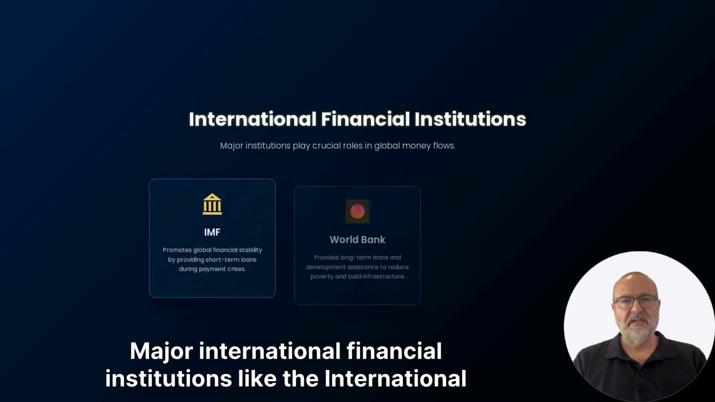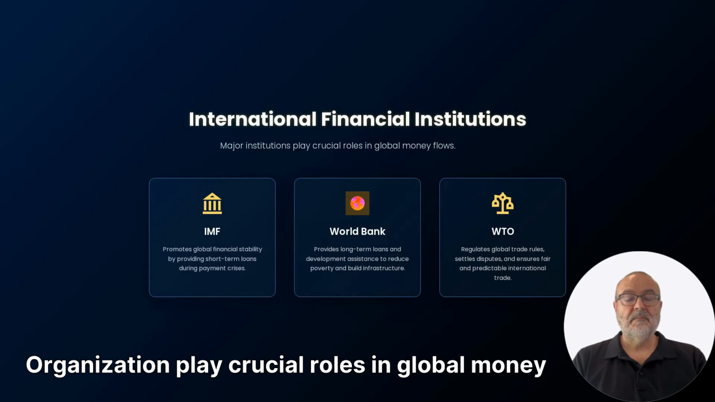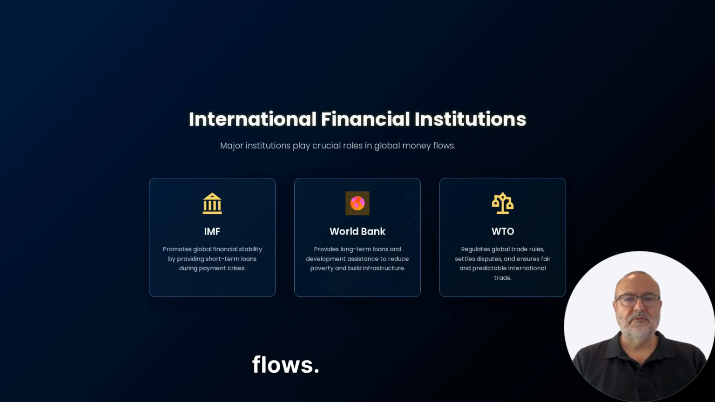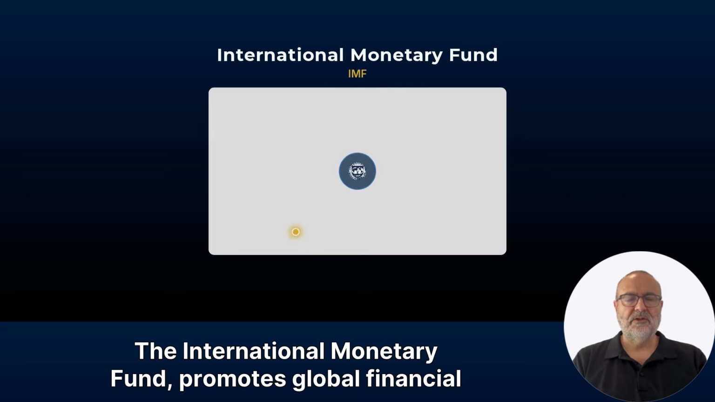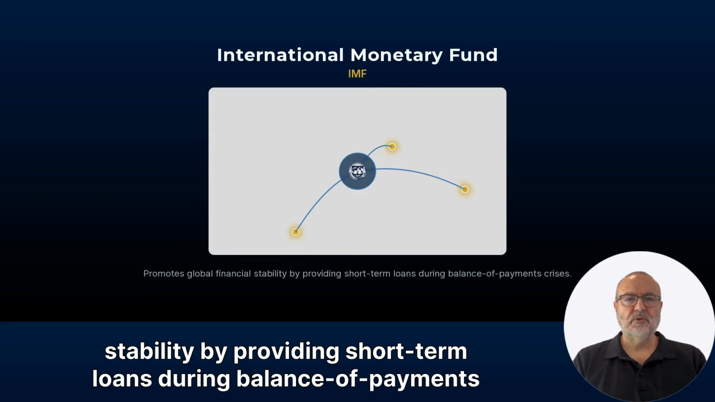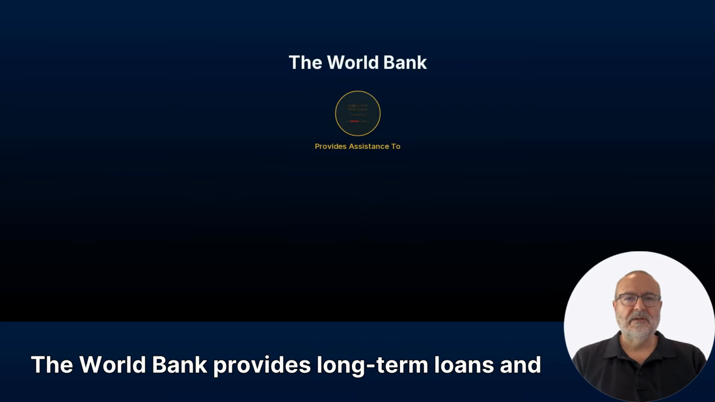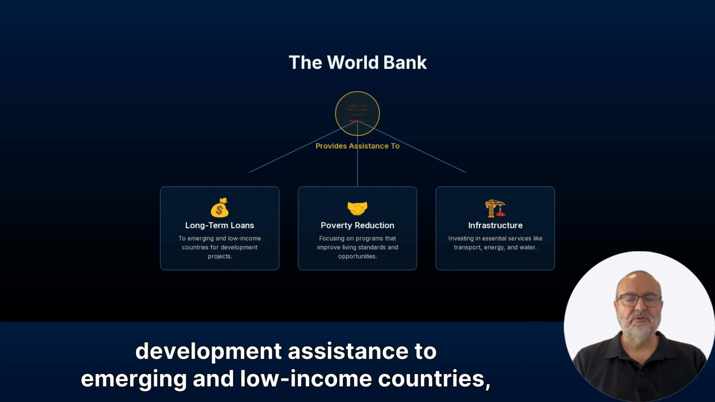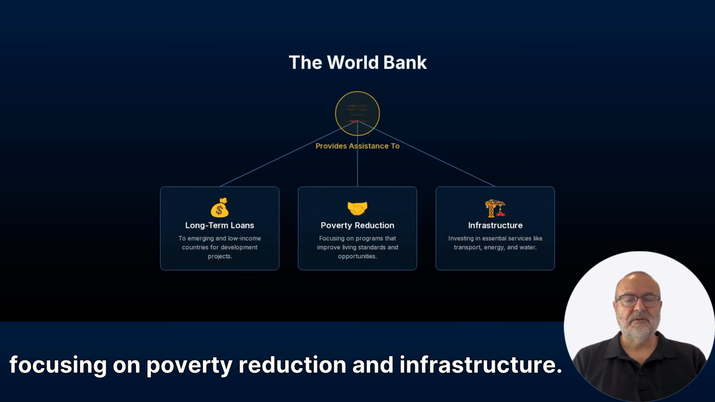Major international financial institutions like the International Monetary Fund, World Bank, and World Trade Organization play crucial roles in global money flows. The International Monetary Fund promotes global financial stability by providing short-term loans during balance of payments crises. The World Bank provides long-term loans and development assistance to emerging and low-income countries, focusing on poverty reduction and infrastructure.